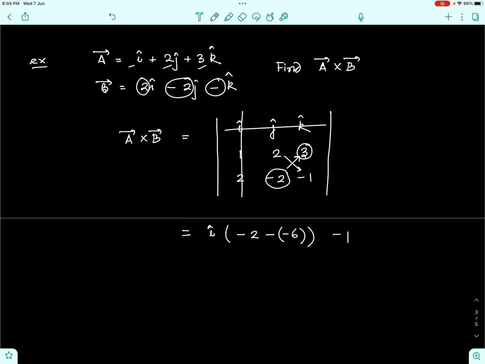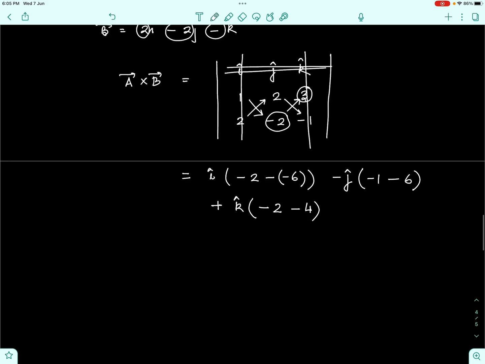Next will be minus j cap, open the bracket, leave the row and the column that contains j cap and cross multiply the remaining terms. So, here we have 1 into minus 1, that is minus 1, minus 2 into 3, that is 6. This becomes your j cap component. And the third term of the expression is plus k cap, open the bracket, leave the row and the column that contains k cap and cross multiply the remaining terms. So, you have 1 into minus 2, that is a minus 2, minus 2 into 2, that is 4, and done. You just have to simplify this expression now.